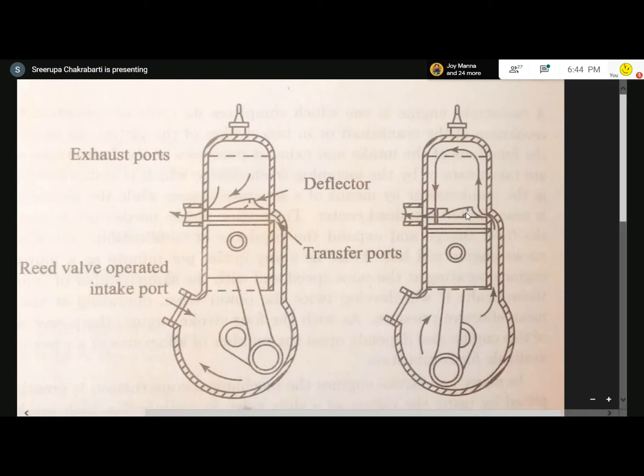That is why the deflector is doing it, to guide the intake charge so that the scavenging is properly done.